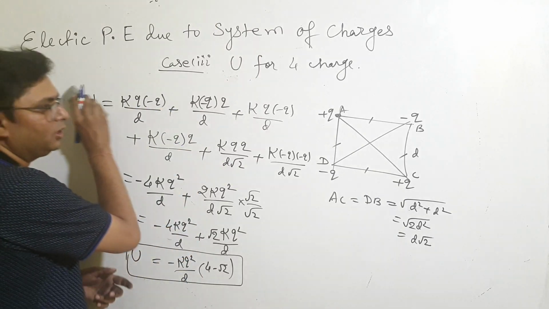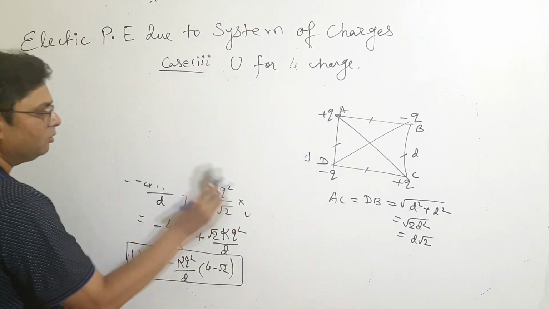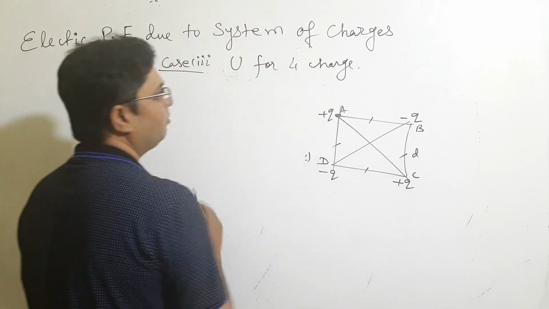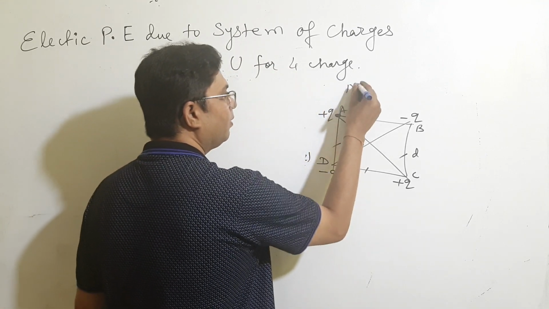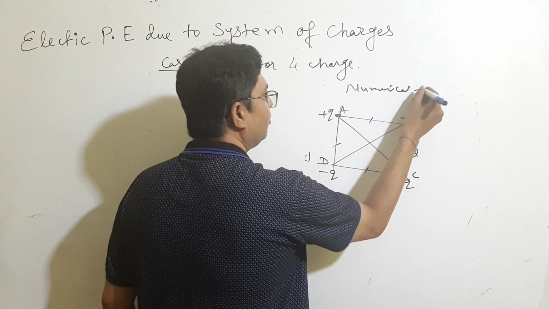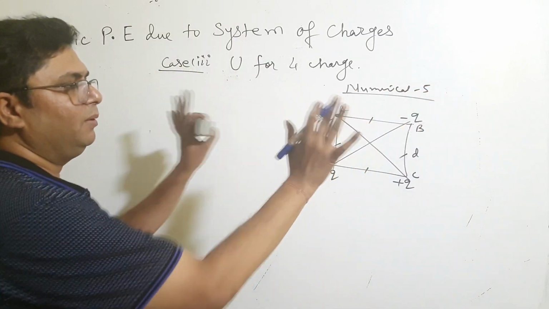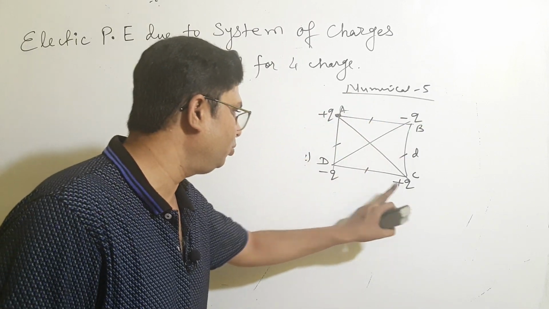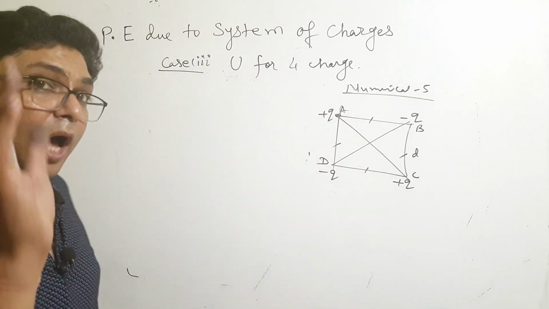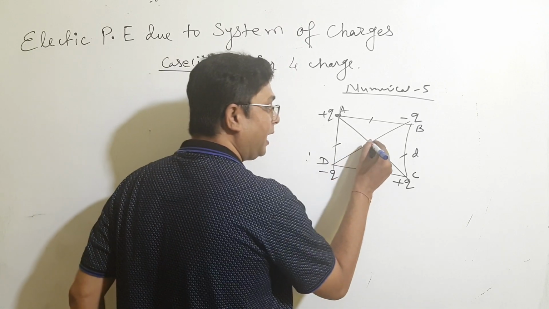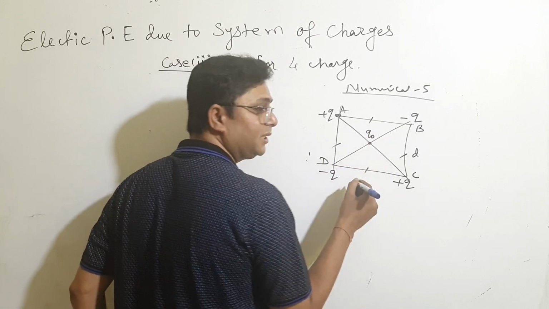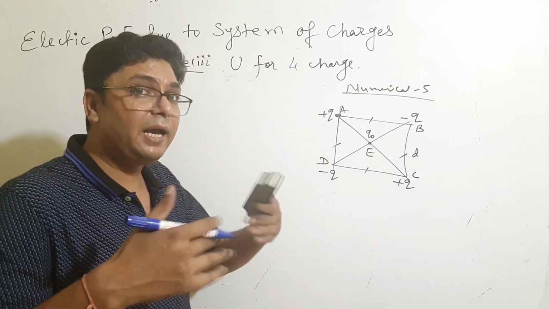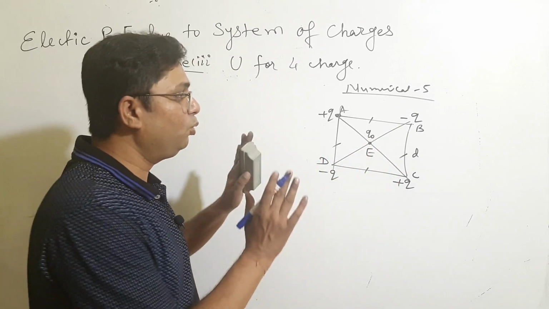Let us have a twist on the same question. Now the next numerical is numerical number 5th. We already have this assembly. We have plus Q charge, minus Q charge, plus Q charge and minus Q charge. Now a Q naught charge is kept at this center point E. Then what will be the potential energy required to do so?